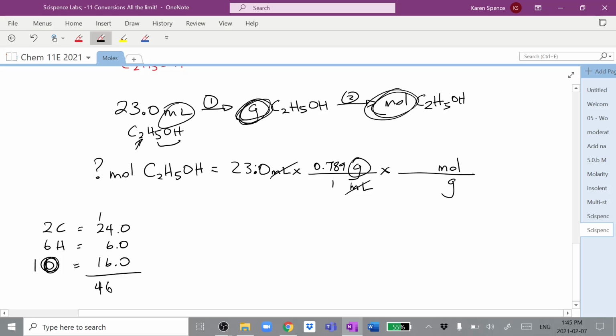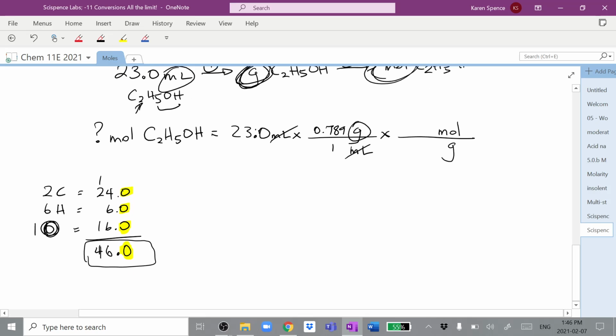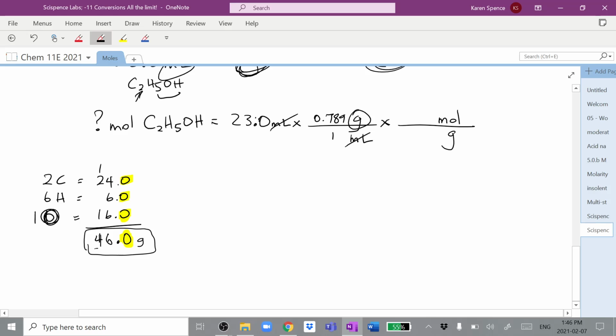Don't forget, you are adding. When you add up, you have to go to your first uncertain digit, which in this case is in the tenths position. So we must have that 0 there. If you don't write that 0, you will get a half mark taken off from me. Okay? So 46.0, and the unit for molar mass is grams per mole. So we have 46.0 grams per 1 mole.